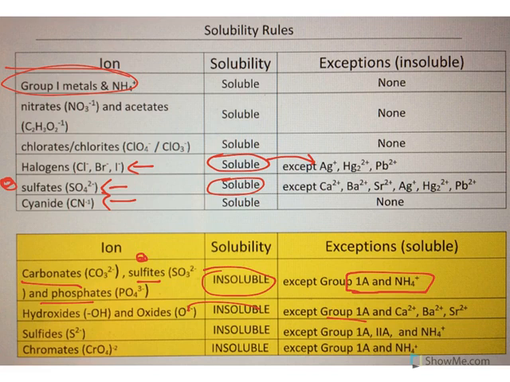Sulfides are usually not going to be soluble. Anything ending with an S, typically not soluble, except for groups 1 and 2 and ammonium. Okay? So it needs to be one of the more reactive metals, the group 1 or group 2 metals, or an ammonium ion. Otherwise, sulfides are not going to be soluble.